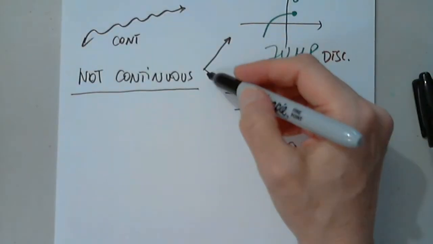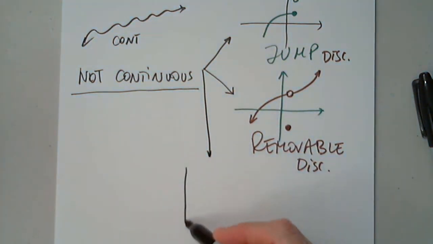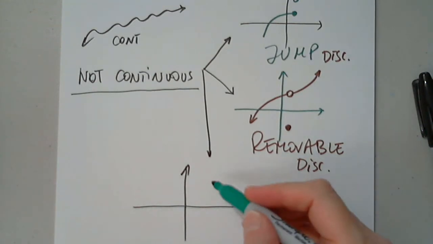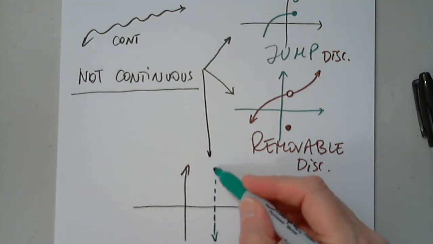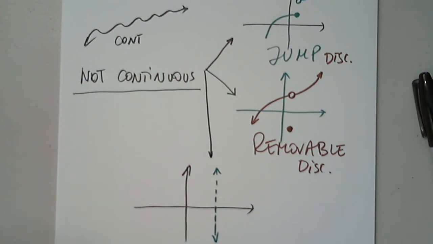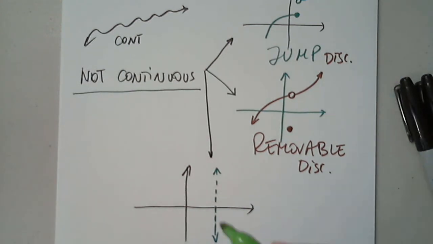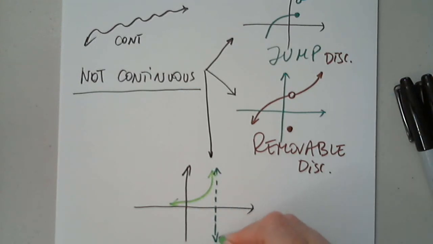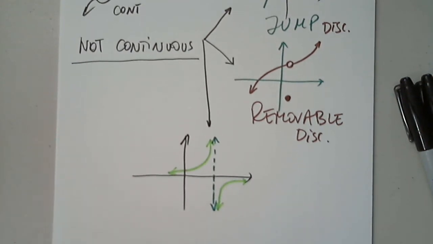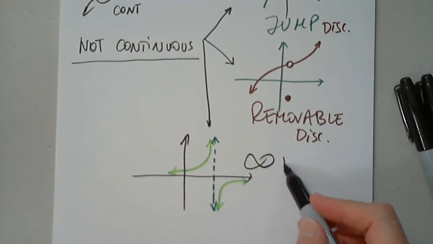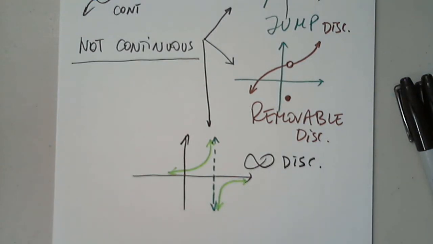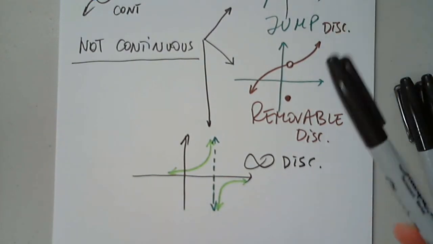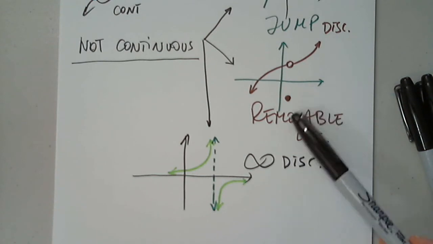Okay, here's the next one. So here's the graph. This one is called an infinite discontinuity. So: jump, removable, infinite.